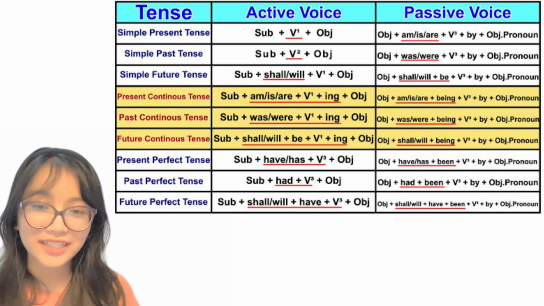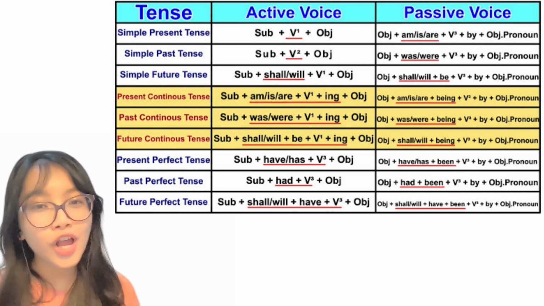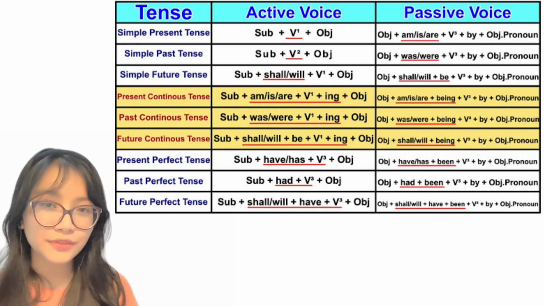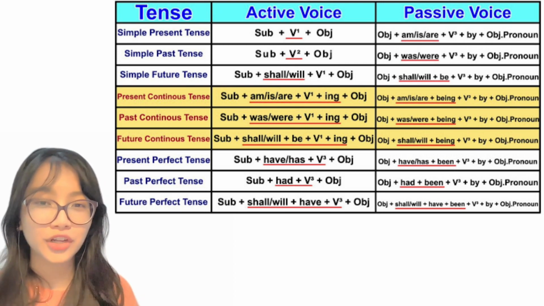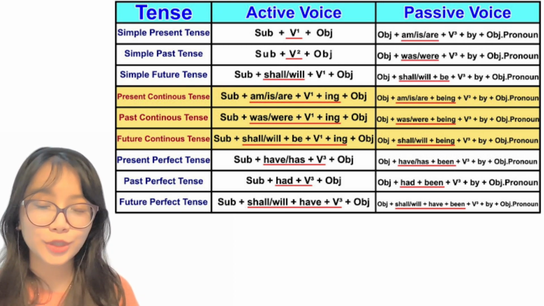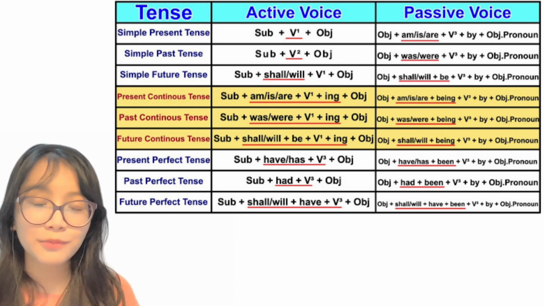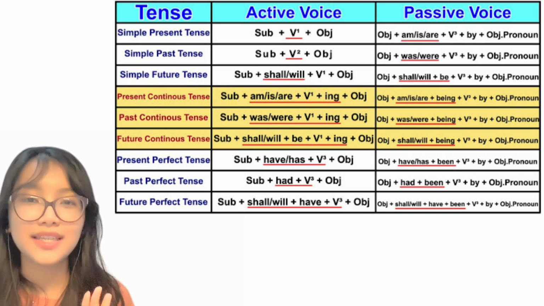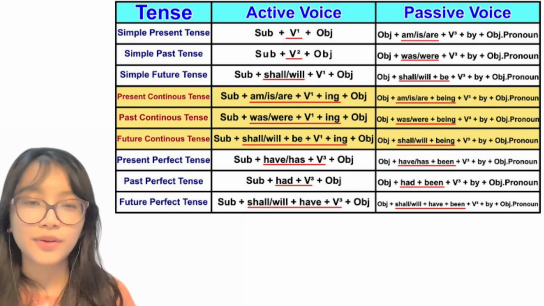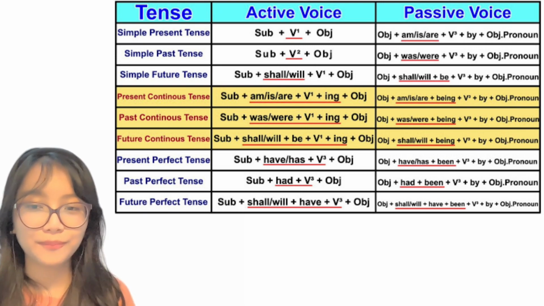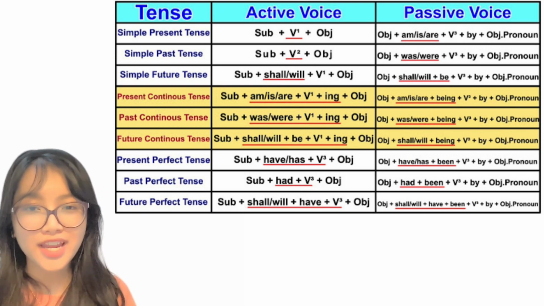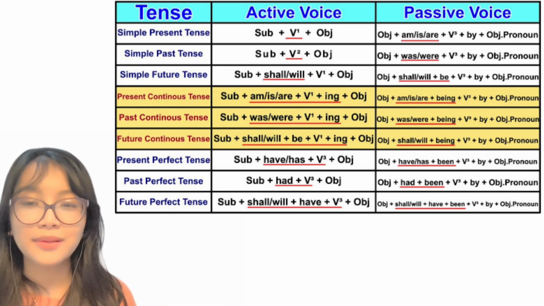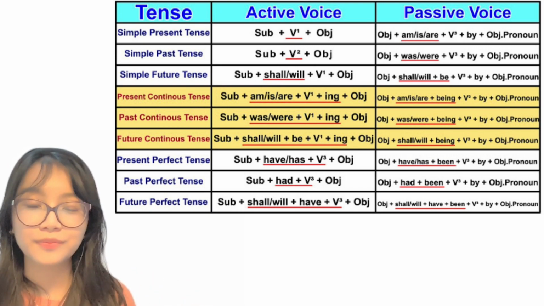Simple future tense. Subject plus shall or will plus verb 1 plus object. Passive voice: object plus shall or will plus be plus verb 3 plus by plus object pronoun. Present continuous tense. Subject plus is, am, or are plus verb 1 plus ing plus object. Passive voice: object plus is, am, or are plus being plus verb 3 plus by plus object pronoun.